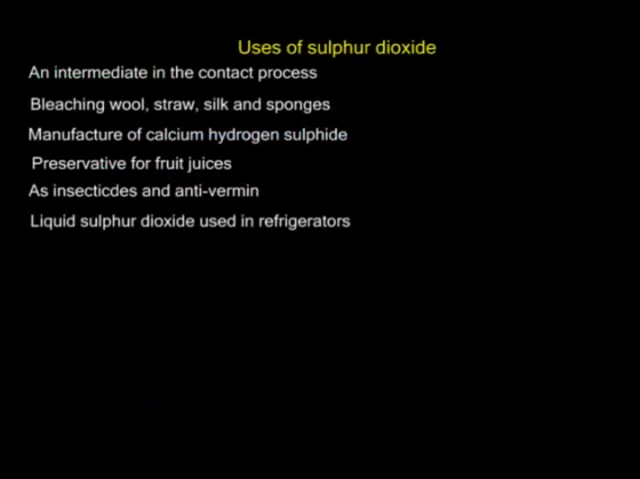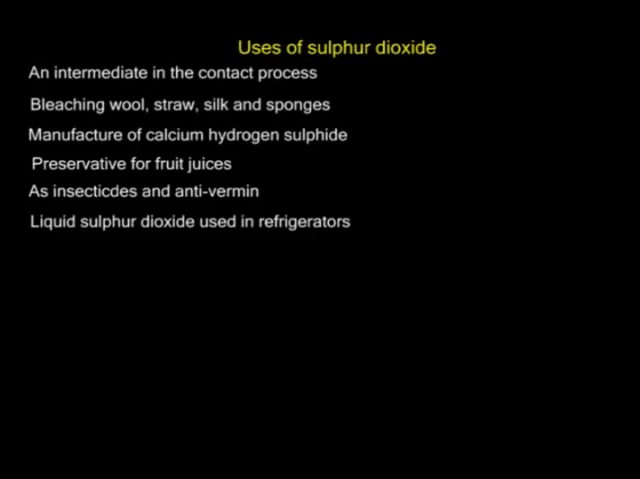Sulfur 4 oxide is used as an intermediate in the manufacture of sulfuric acid by the contact process. It is used for bleaching wool, straw, and milk, which cannot be bleached using chlorine as they react with it. It is used for the manufacture of calcium hydrogen sulfite, which is used for bleaching wood pulp in the manufacture of paper.